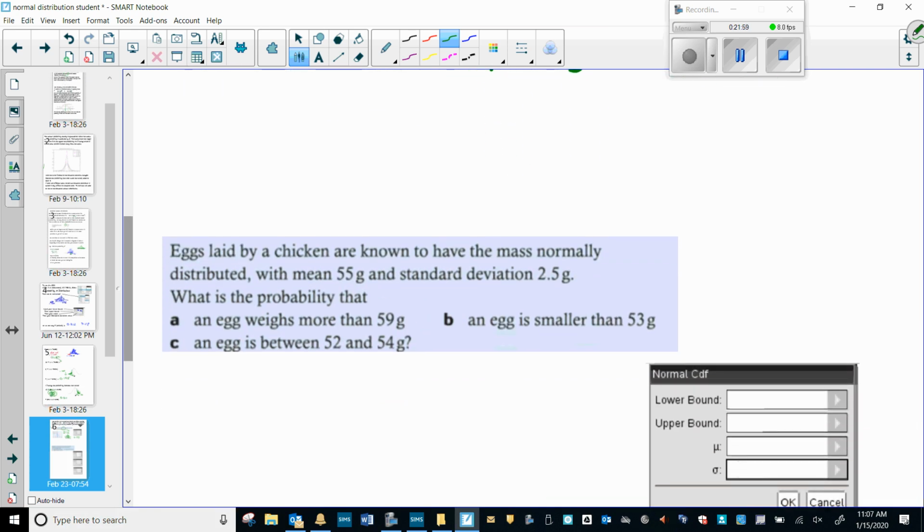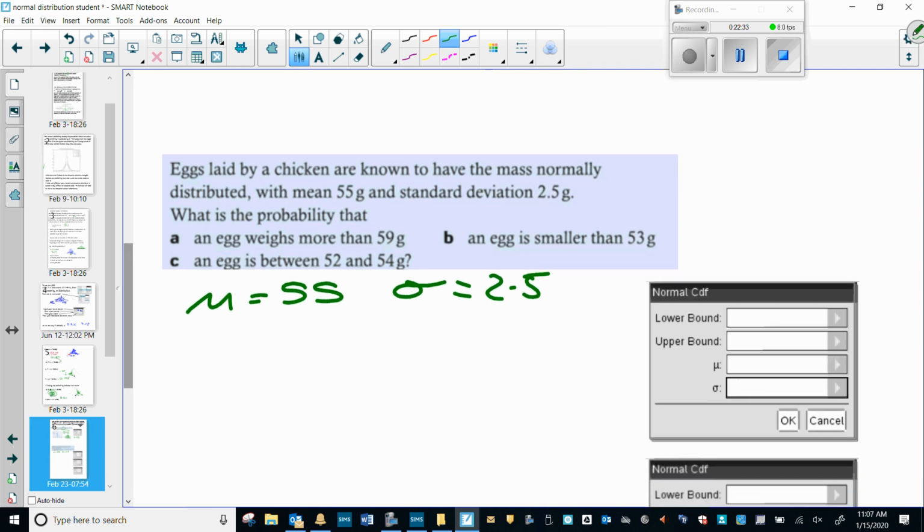So I think they're quite nice questions, because it's just chucking stuff in the calculator and making sure that you recognise that it's normal distribution. Okay, so this is a wordy type. Eggs laid by chicken are known to have a mass normally distributed. As soon as you see that, you're like, right, normal distribution. Mean 55 grams, standard deviation 2.5. What's the probability that an egg weighs more than 59 grams?